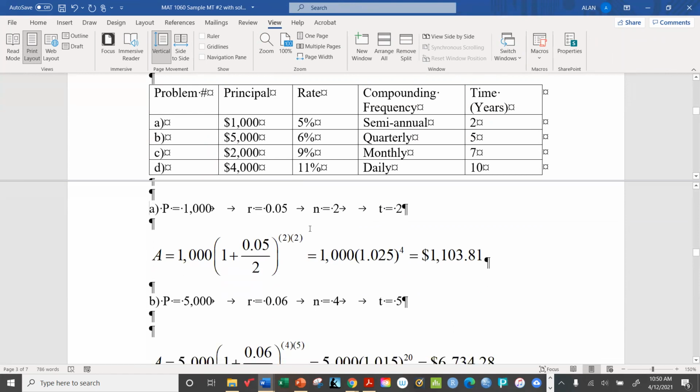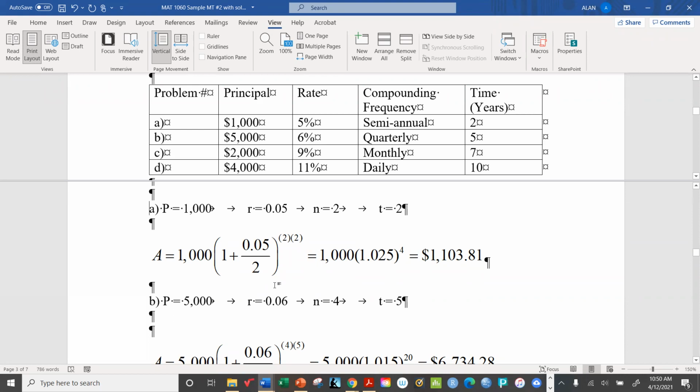Okay, so for part A, we'll just note that the principal is 1,000, the rate is 5%, the frequency is 2, and the time is also 2. So what I've done is I've substituted these numbers into the formula, but I also went ahead and simplified it because that's the best way to avoid mistakes.